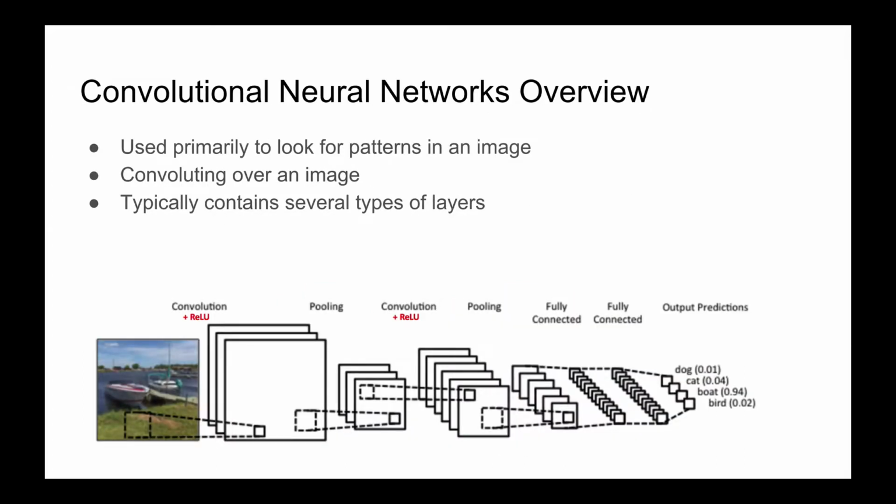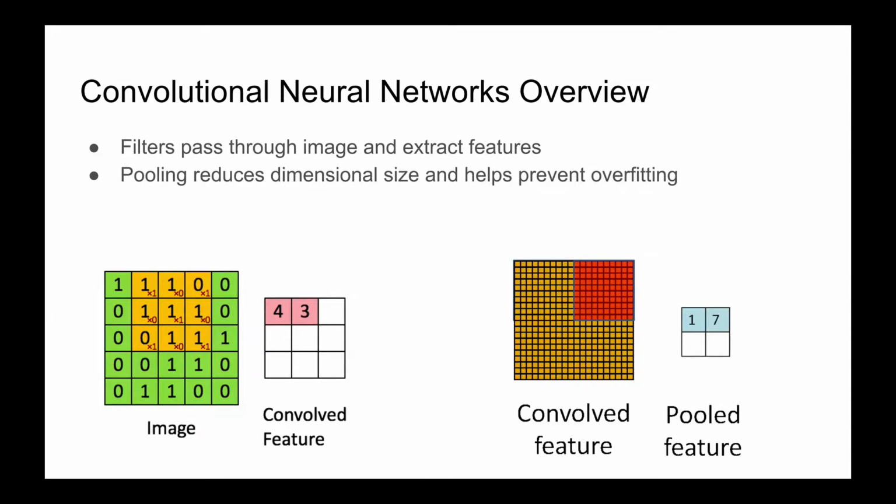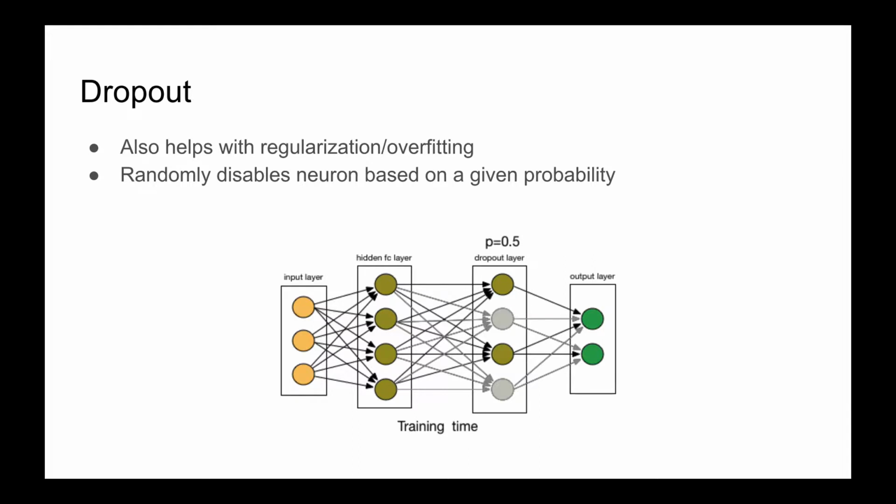So I'll also briefly go over convolutional neural networks. They use layers and filters to extract features by looking for patterns in images. So here's an animated explanation of that. And pooling is something that's used to reduce the size and prevent overfitting of models. Lastly, dropout is something that we used extensively as well, and just like pooling, it helps reduce overfitting. I'll now pass it on to Suresh.